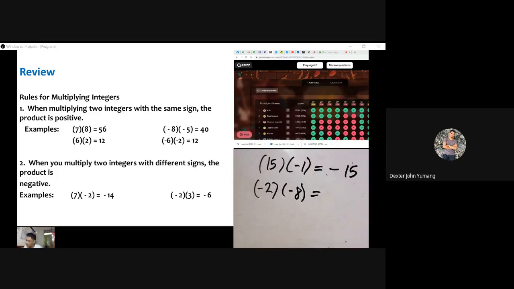So, let's find out. Negative, negative. Automatic magiging positive. Pareho silang negative sign. So, therefore, positive ang sagot. 2 times 8 is 16. Tama? So, positive 16. Invisible ang positive. Pwede pong isulat. Okay, next. Negative 3 and negative 4. Okay, type your answer now. Miko, maybe mahina ang signal kaya hindi marinig.